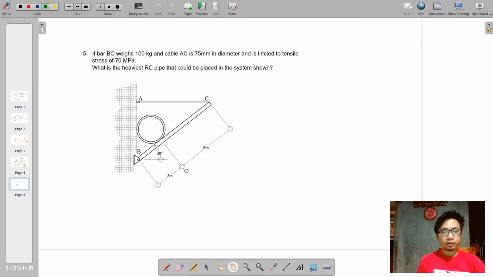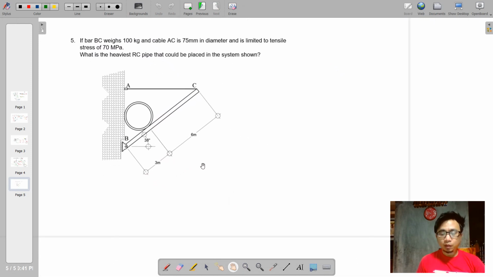So next, problem number 5. If bar BC weighs 100 kilogram and cable AC is 75 and it is limited to tensile stress of 70 megapascal, what is the heaviest RC pipe that will be placed in the system shown? So you have already done this from the cylinder.